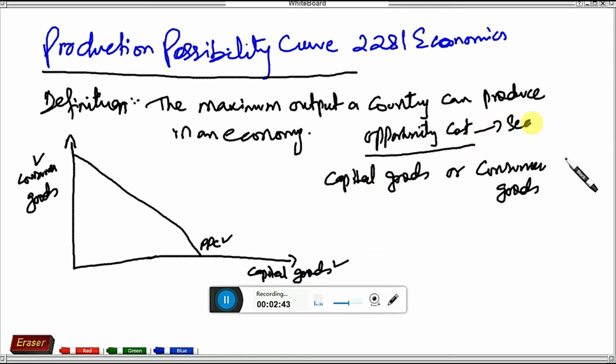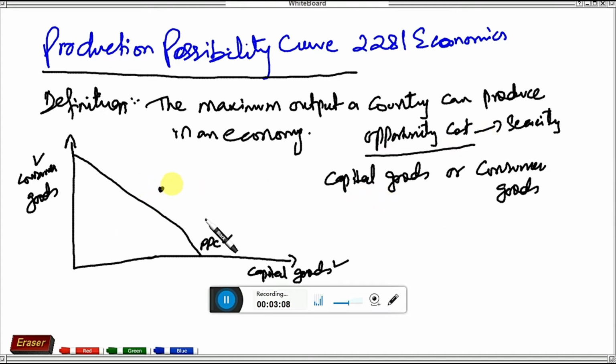Why do we have to face an opportunity cost? Because we have scarcity. Many times your examiner will ask in past papers, mostly in the MCQs, which concepts are demonstrated by the production possibility curve. The answer is opportunity cost and scarcity. Sometimes it will give you both in one option, that could be C or D, but sometimes it will give you only scarcity or opportunity cost. Both of these concepts are reflected in the production possibility curve.